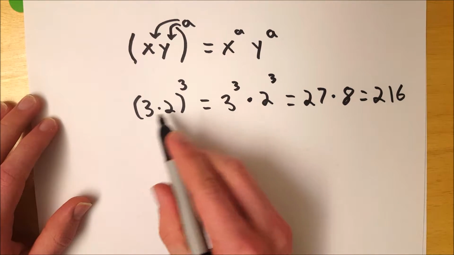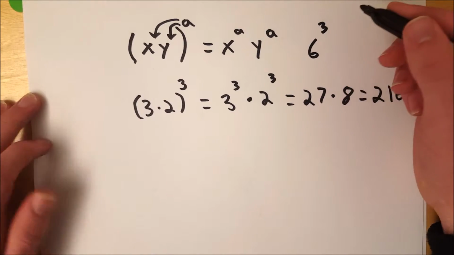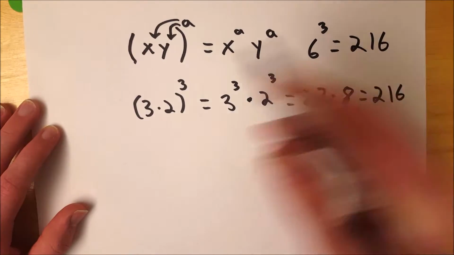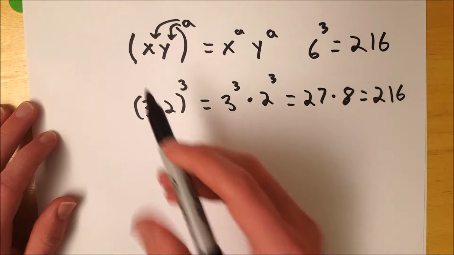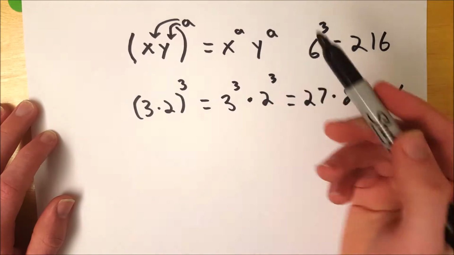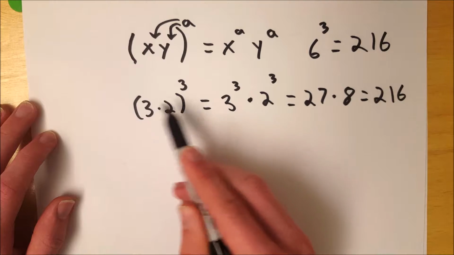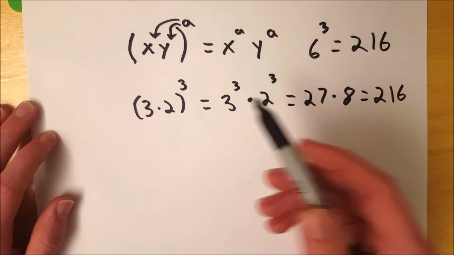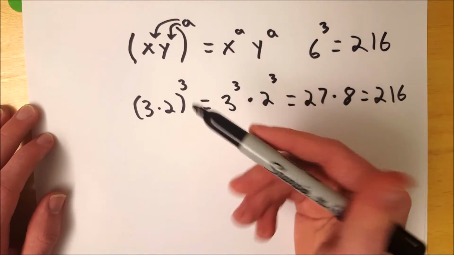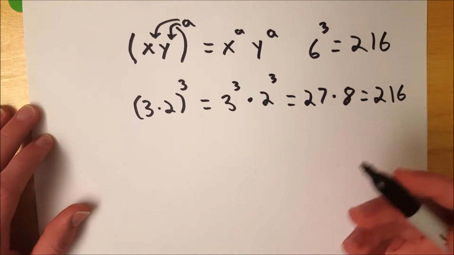You can see, alternatively, we could have done this in a different way. We could have multiplied 3 times 2 to get 6, and then cubed that, which is also equal to 216. So you can do either one of these methods. You can multiply, get the inside product, and then raise that to the power, or you can bring the power down to both numbers and figure it out that way. Of course, if we have variables, the only way we could simplify it is by doing this, because we don't know what x times y is equal to.